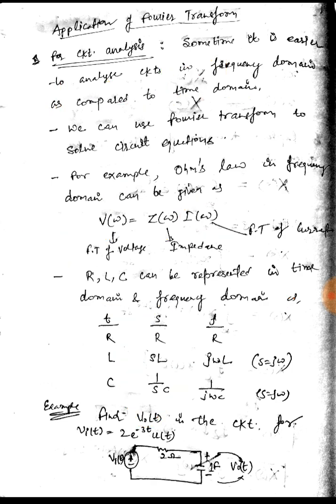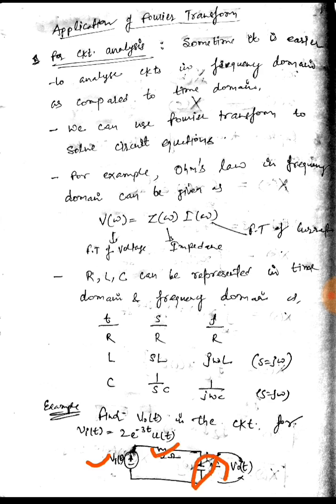So if I put s equal to j omega, it becomes the Fourier transform. That is, for R it remains R, for sL it is j omega L, and for a capacitor it is 1 upon j omega C. Now let's take an example in which I have a circuit. This is the input voltage Vi(t). This is a resistor of 2 ohm and a capacitor of 1 farad.